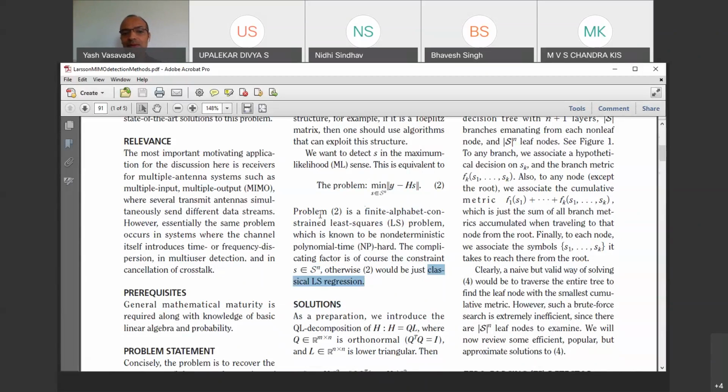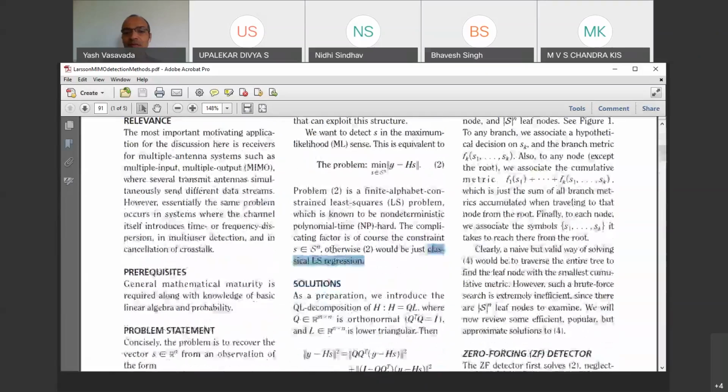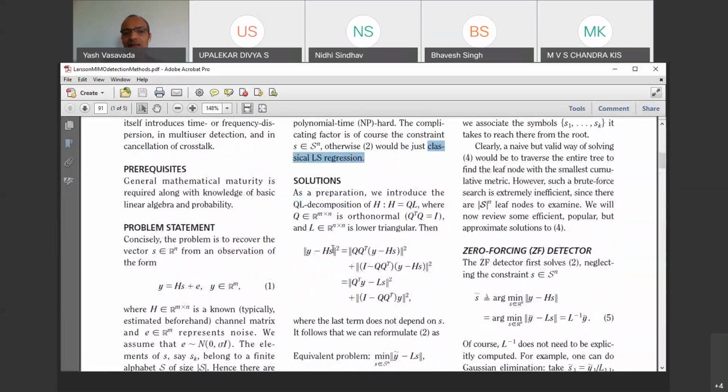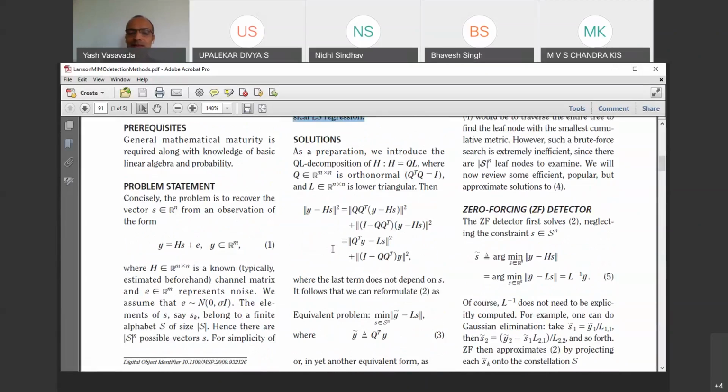Okay, so these first two columns of this paper we are very much familiar with. We fully understand them based on our earlier discussions in this class. Okay, now for sphere decoding, the author says that I will first do QL decomposition of H. Okay, so let us see what QL decomposition is.